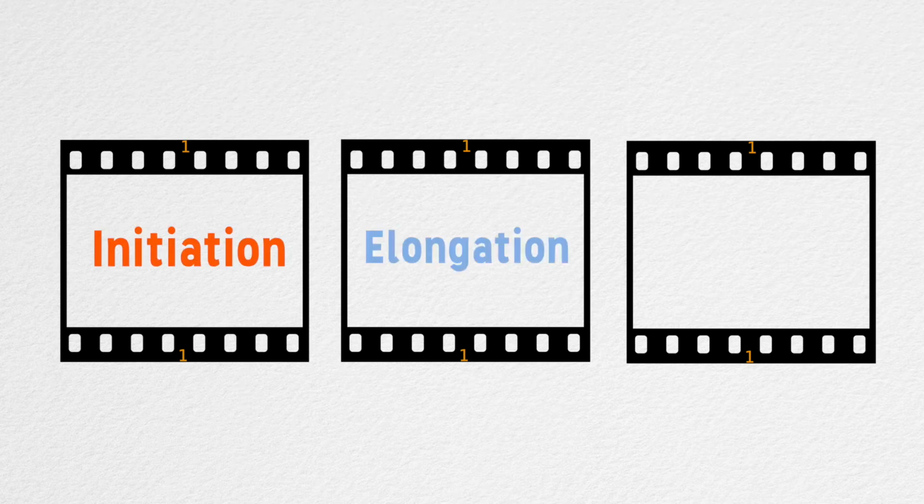Just like any movies, which have a beginning, middle, and end, the process of translation also has three parts, namely initiation, elongation, and termination. Are you ready? Let's begin.